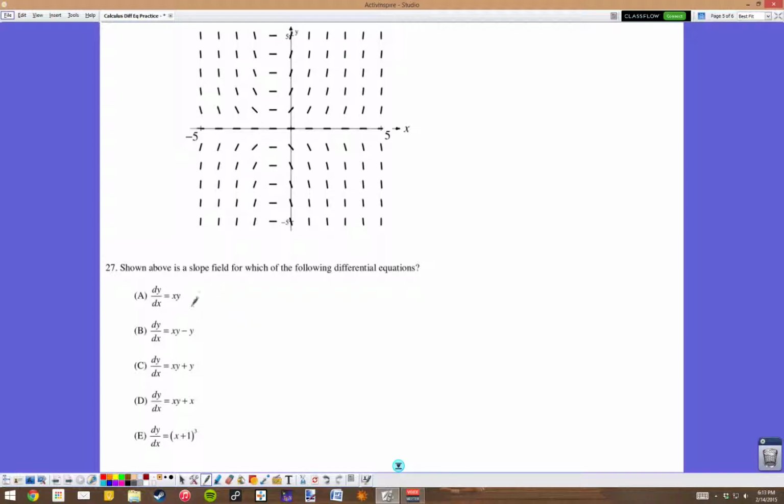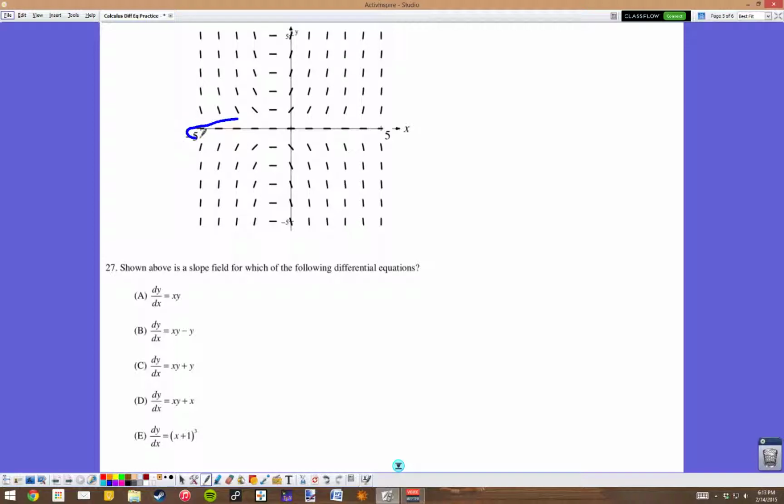Now we could just go through and plug in some values into each one of these and see if it matches up, but I think that won't be as time efficient, so let's try to be strategic about this and notice some things about this slope field.